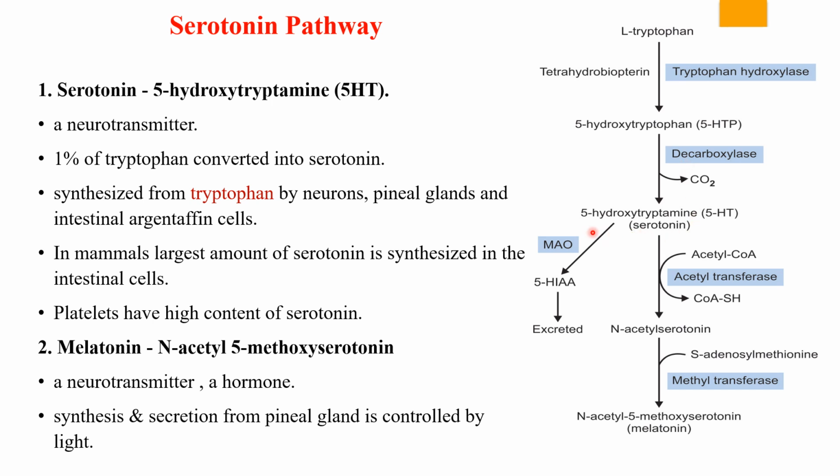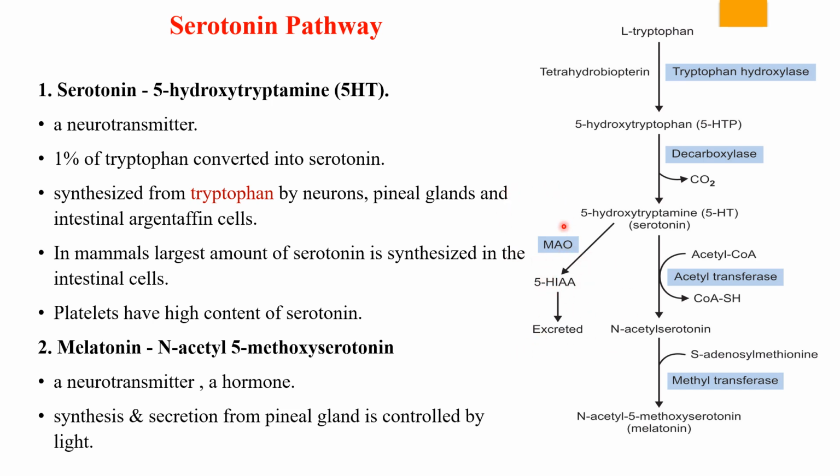Further, this 5-hydroxytryptamine, that is 5-HT, is also known as serotonin. So one specialized product, a neuroexcitatory neurotransmitter, is being formed here. Then 5-hydroxytryptamine is converted into 5-hydroxyindole acetic acid via the MAO pathway, that is the monoamine oxidase enzyme, which can be excreted in the urine.